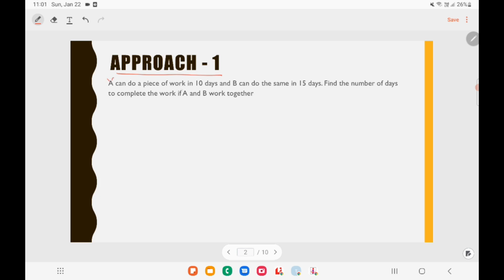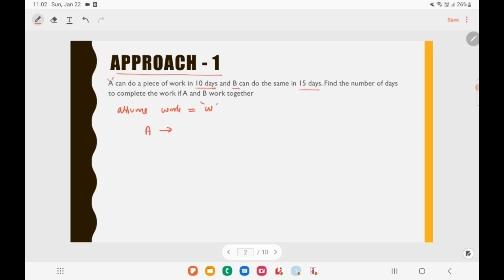A can do a piece of work in 10 days and B can do the same work in 15 days. Find the number of days to complete the work if A and B work together. So here the first approach is assuming: you have to assume the total work as W. Let us assume the total work is W.